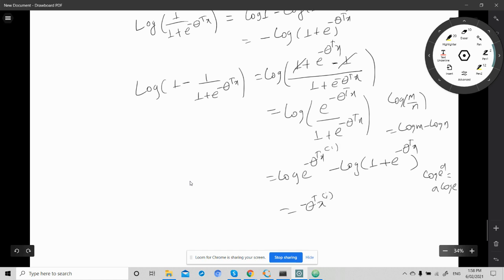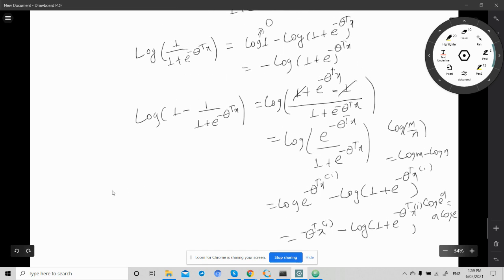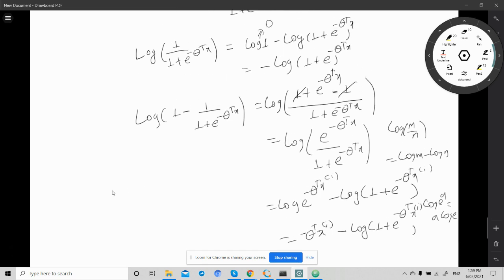This is all with respect to i, minus log of 1 plus e to the power minus theta transpose of x with respect to i. So this is my second equation.